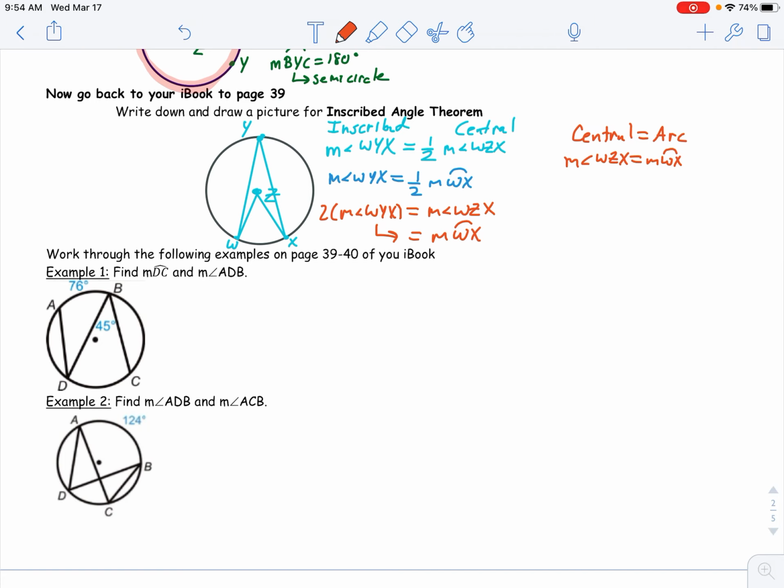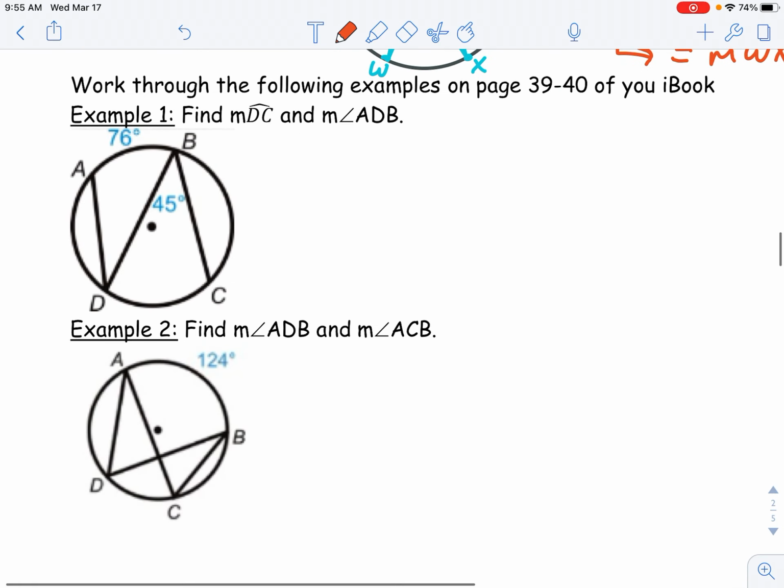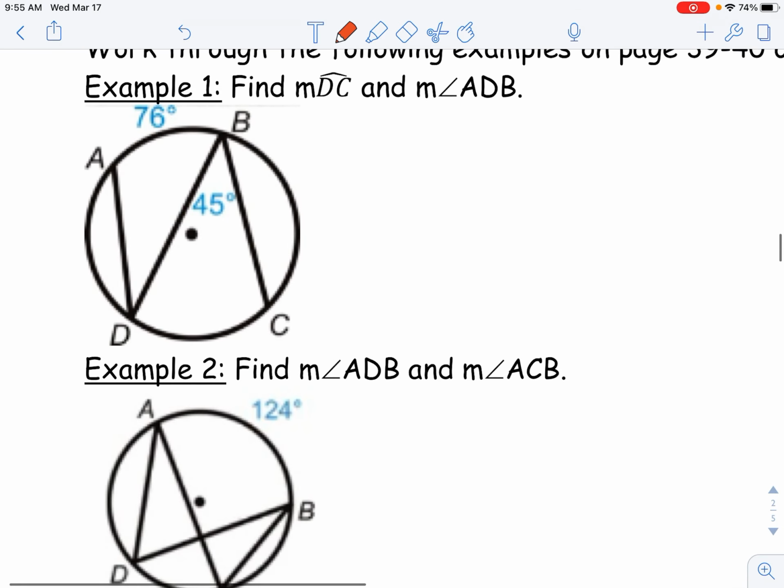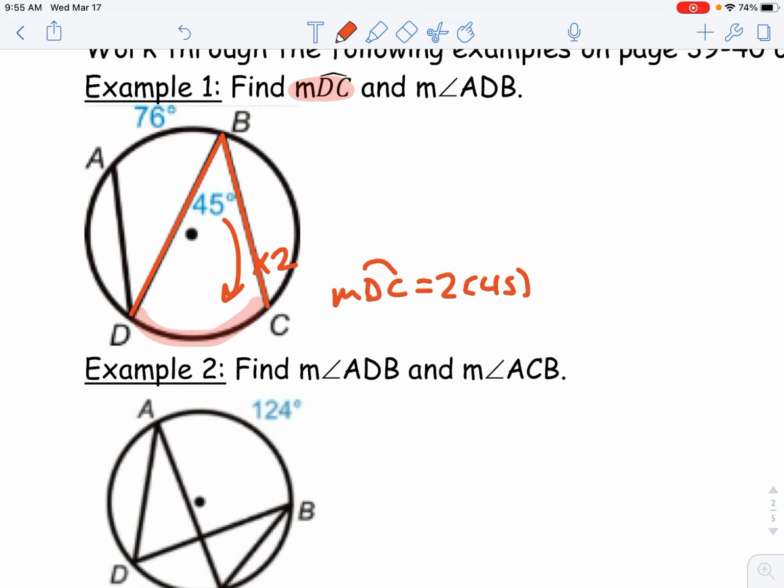All right, so now let's just do some fun examples. We'll take the appropriate amount of time. We have this inscribed angle. It wants us to find DC. Remember, it's half, so all I got to do is times it by 2. So the measure of arc DC is just 2 times 45, which is 90 degrees.